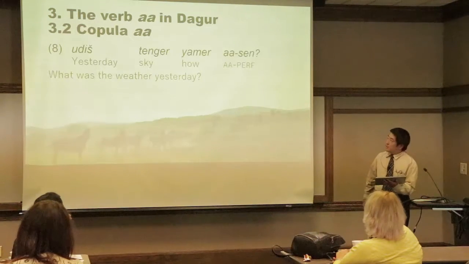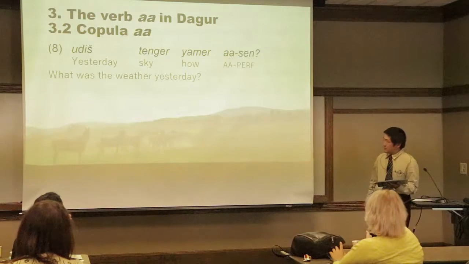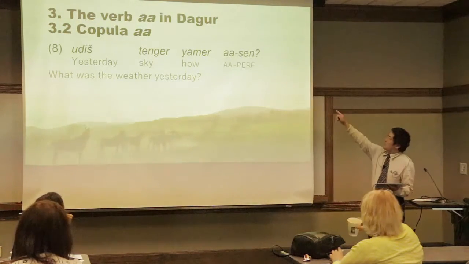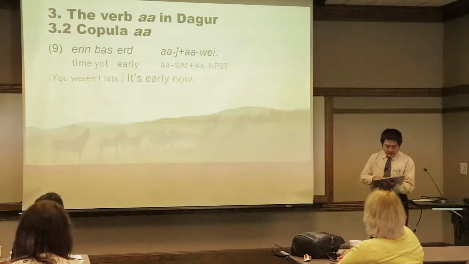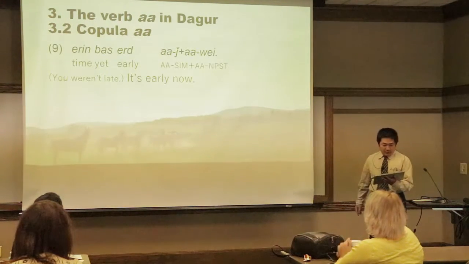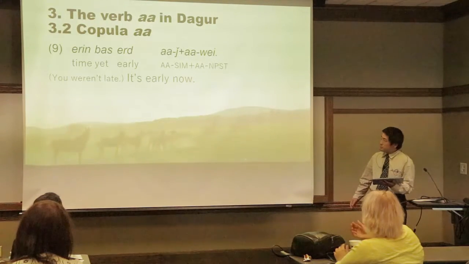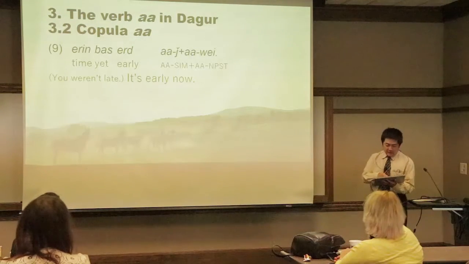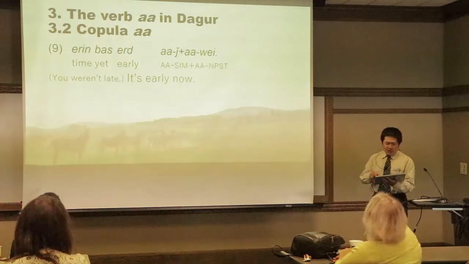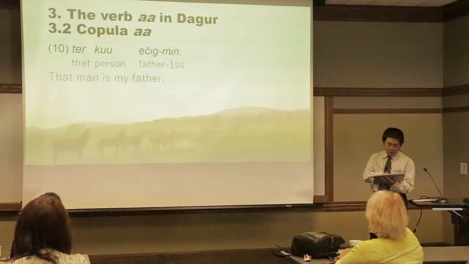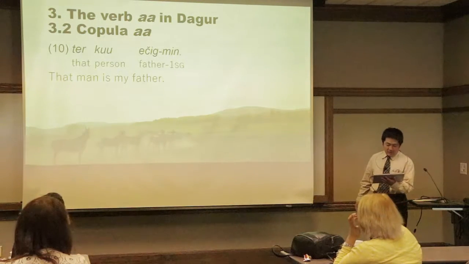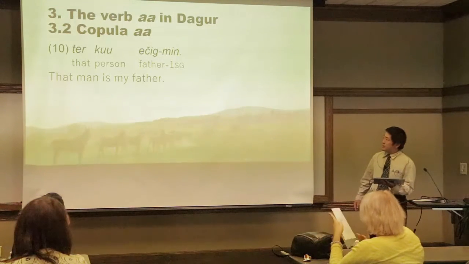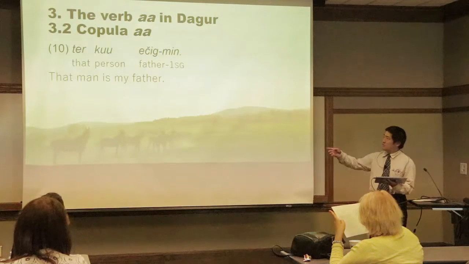The next, copula use. Udestengel Yamada-san. What was the weather yesterday, Yamada-san? This is past tense. The next, elimbas elt ajawe. It's early now. It is a progressive use, jawe. Copula a is very similar to existential use, so they don't have a non-past, non-progressive simple form.